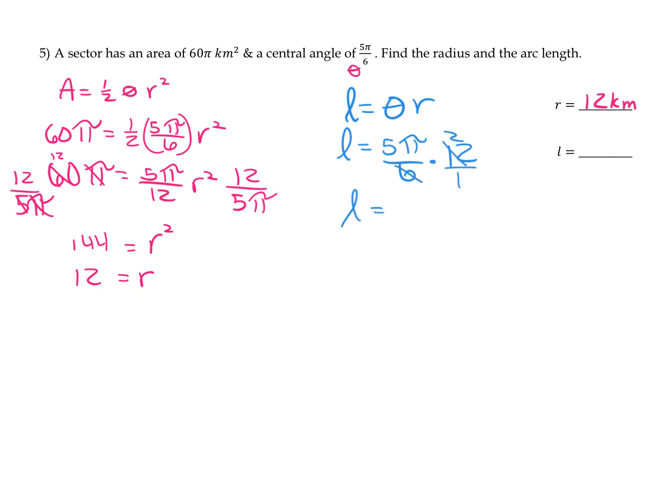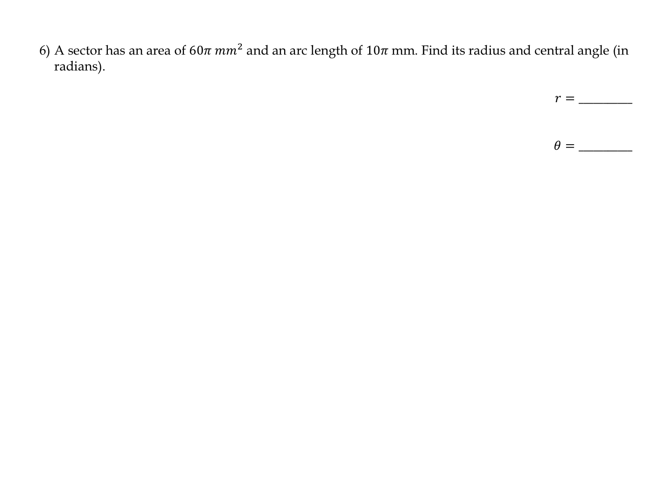So my arc length is 10 pi. So it is 10 pi kilometers. Okay, this one's a little bit different. It's telling me the area is 60 pi millimeters squared and the arc length is 10 pi millimeters, and I'm looking for radius and central angle.